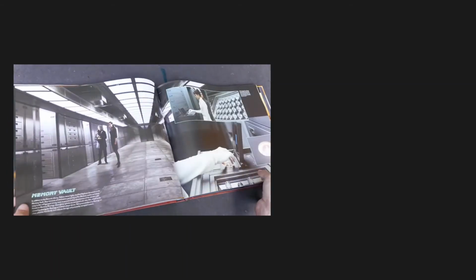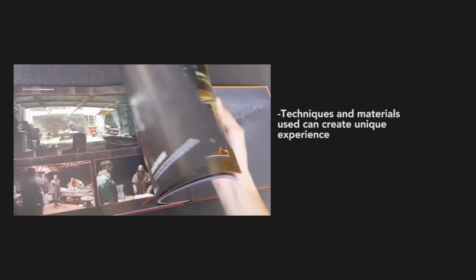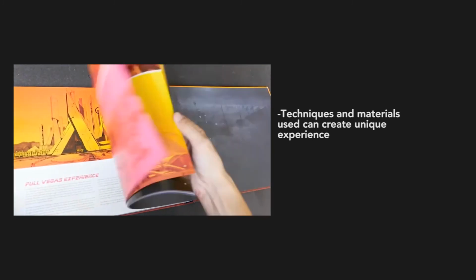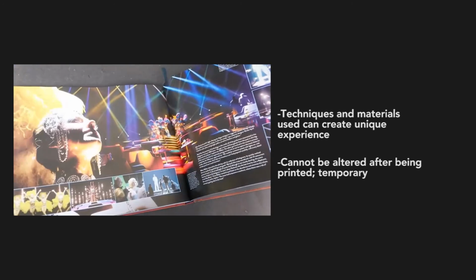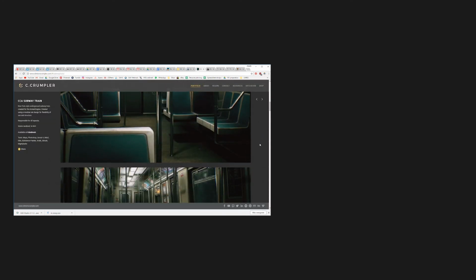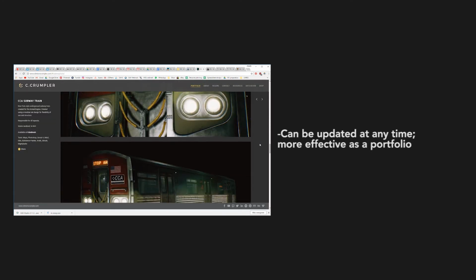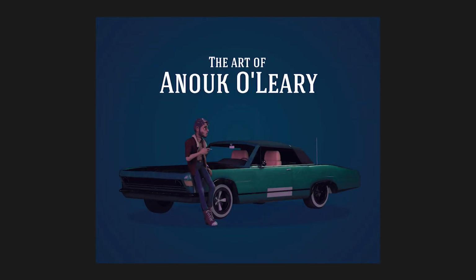An artbook can greatly accentuate art, thanks to the use of different printing and binding techniques. The different types of paper and ink used within an artbook can help establish a unique experience that isn't possible with a website. However, because it's analog, it's impossible to alter it after it has been printed, making it only suitable as a temporary or supporting portfolio. A digital portfolio is still a more effective way of presenting one's art, as it can be updated at any moment so as to accurately reflect the artist's skills, which, after all, is the primary use of a portfolio.